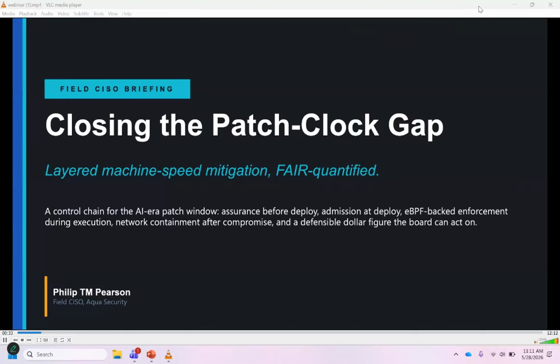In the AI era, it has become the single most important risk surface that most organizations are not yet measuring properly. What I will share is a control chain that operates across that window. Assurance before deploy, admission at deploy, eBPF-backed enforcement during execution, and containment after compromise. Equally important, I will show how to express the value of that control chain as a defensible dollar figure that your board can act on. That last point matters more than people realize. Vulnerability counts do not move executive decisions. Quantified financial risk does. Let's begin.